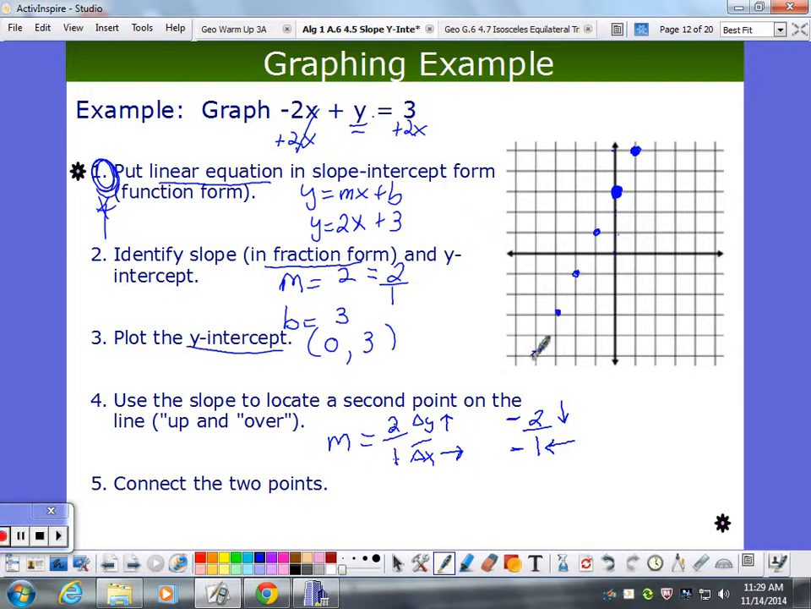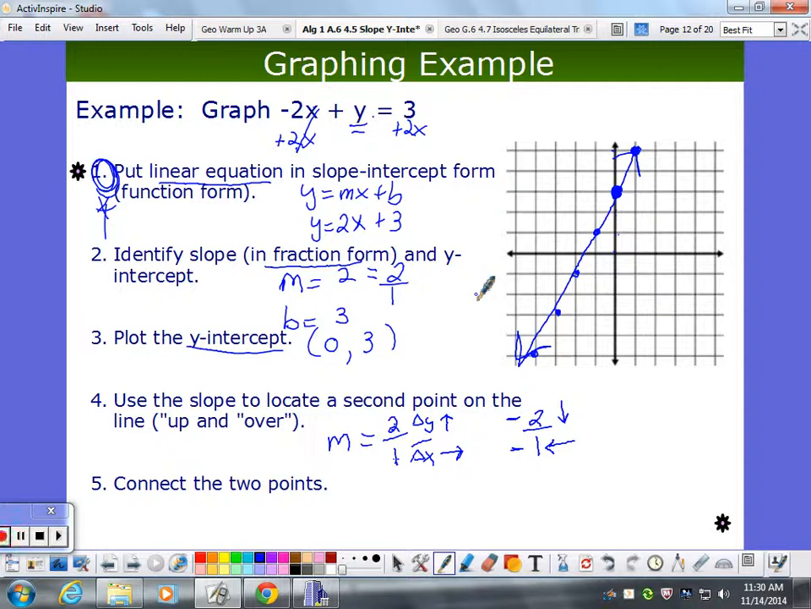Down 2. Look at all these points I just found. I can connect them now. I didn't have to do one bit of arithmetic: plugging in an x, doing a calculation, getting a y. Did not have to do any of it. Yes?